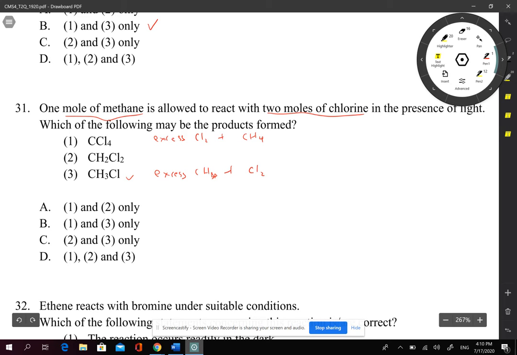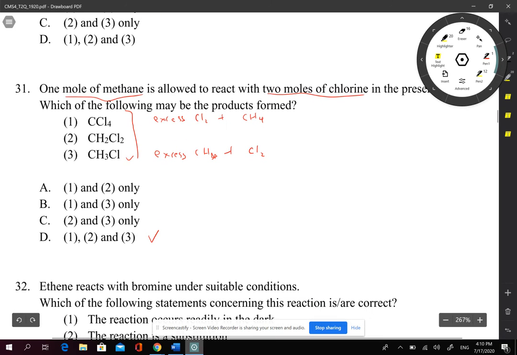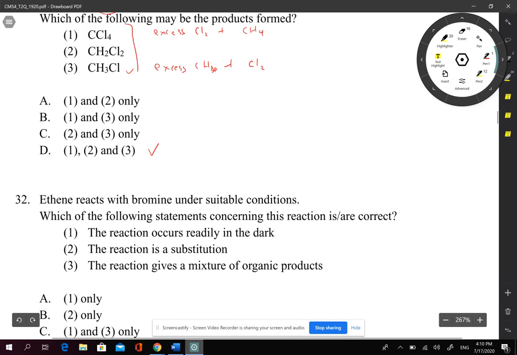But if the ratios are similar, 1 to 1 or 1 to 2, you cannot limit the products to a single compound. You will form all kinds of substituted products: mono-substituted, di-substituted, or tetra-substituted. So all of the four can be the products. So the answer is D. Remember, if the ratios are similar, multiple products will form.